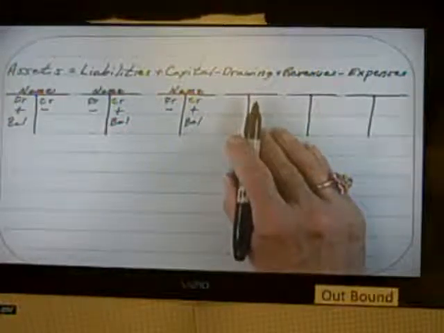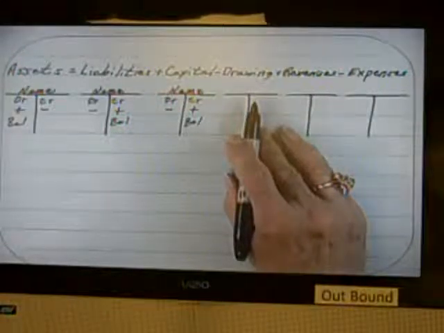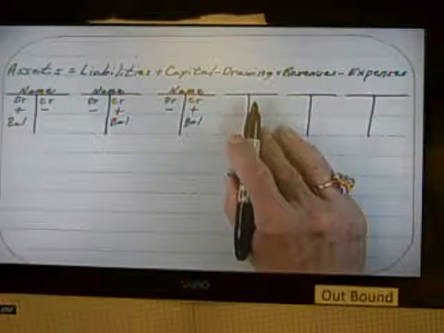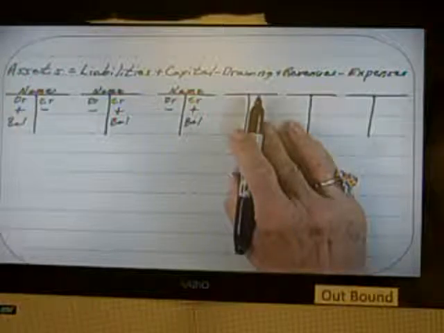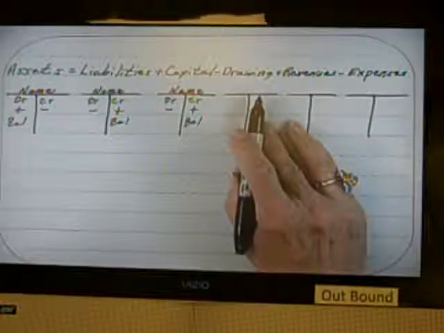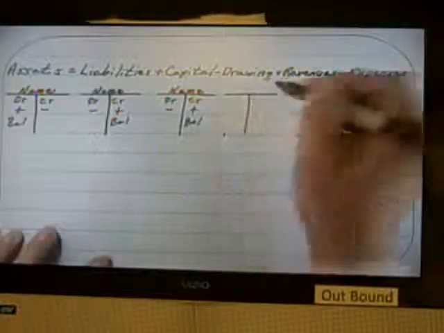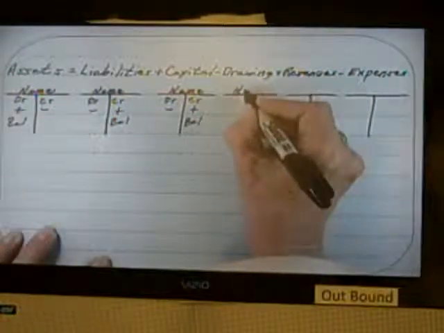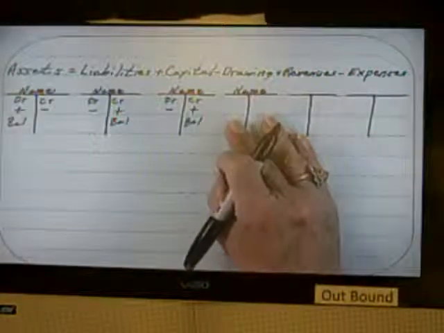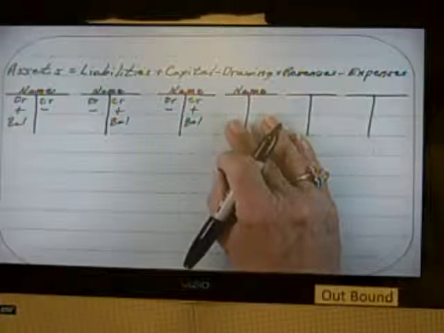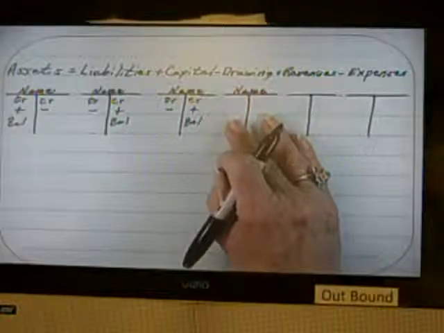Drawing is the next category of account in our accounting equation, and this can be called drawing or withdrawals. It's one and the same. Drawing is what we take out of the business to use personally. So drawing works the opposite of capital. Now every drawing account has a name, and that name would be the owner's name drawing. Jack Johnson drawing or Jack Johnson withdrawal.